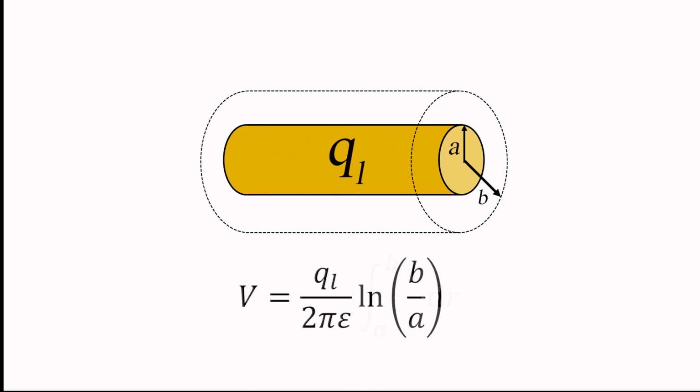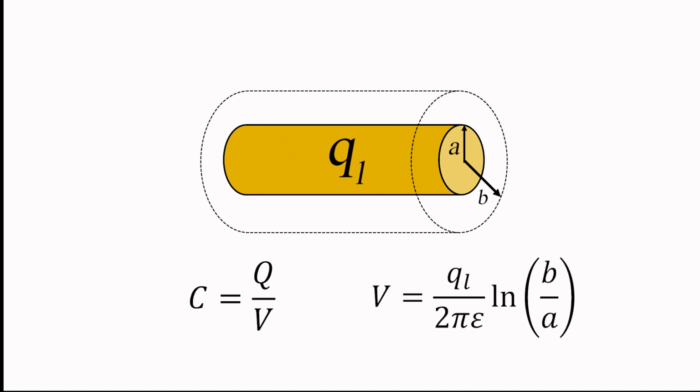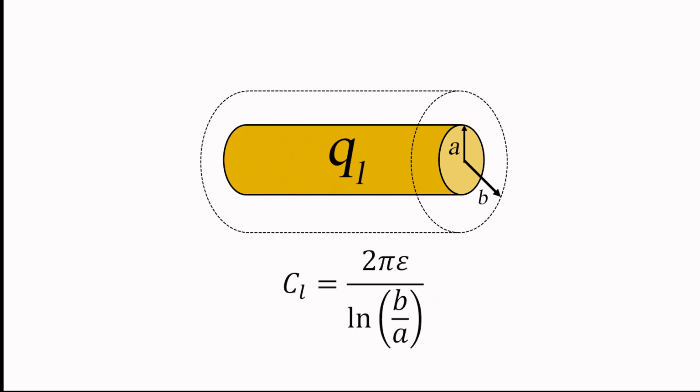Now we evaluate the integral to get a potential equal to the charge density divided by 2 pi epsilon times the natural log of B over A. Now, remember that capacitance equals charge divided by potential. So the capacitance per unit length of our concentric cylinders equals the charge density divided by the potential, or 2 pi epsilon divided by the natural log of B over A.